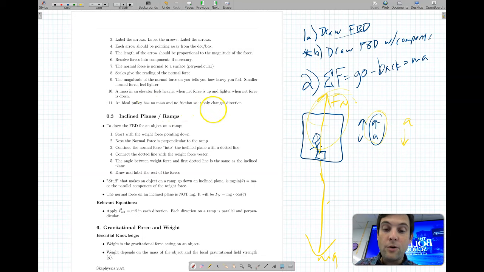An ideal pulley has no mass and no friction, so it only changes direction. An ideal string is massless and does not stretch. A massive string means it does have mass, and it might stretch depending on what the problem tells you.